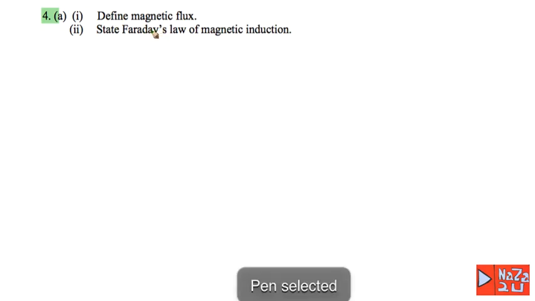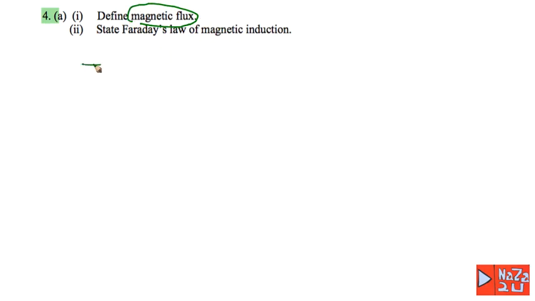Define magnetic flux. So what is the magnetic flux? Magnetic flux is given by the equation BA cos theta, where theta is the angle between B and A. B is the magnetic field strength and A is the cross-sectional area.